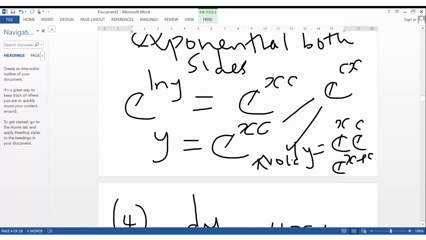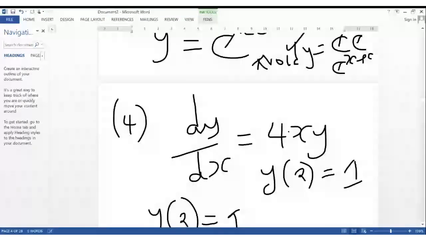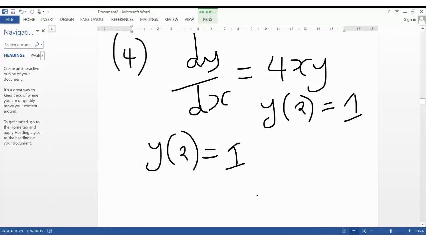Yeah, let's go back to number 4. We have dy over dx is equal to 4xy. Someone to tell me what y(2) = 1 means. What does it mean? y(2) is equal to 1. Someone to try.